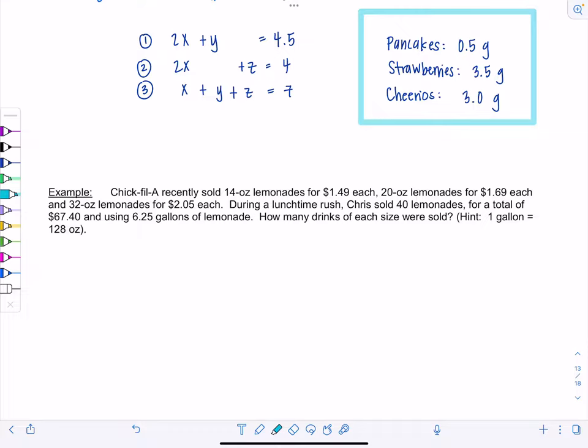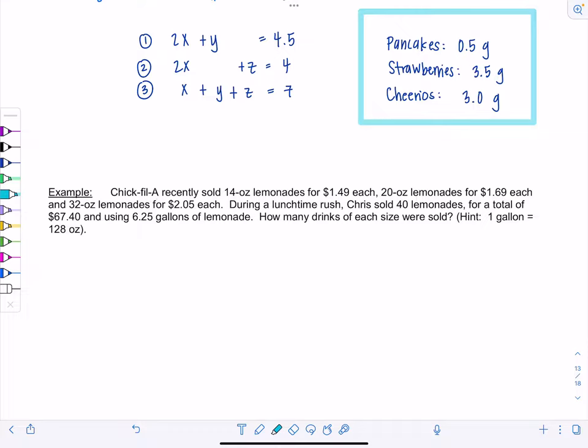Okay, Chick-fil-A recently sold 14-ounce lemonades for $1.49 each, 20-ounce lemonades for $1.69 each, and 32-ounce lemonades for $2.05 each. During a lunchtime rush, Chris, I'm assuming Chris is a Chick-fil-A worker, sold 40 lemonades for a total of $67.40. And they did this using 6.25 gallons of lemonade. How many drinks of each size were sold? And they're telling you as a hint, 1 gallon is 128 ounces. Of course it is.